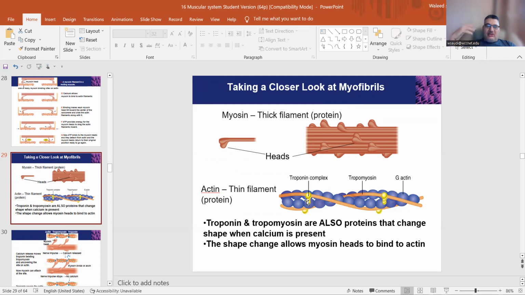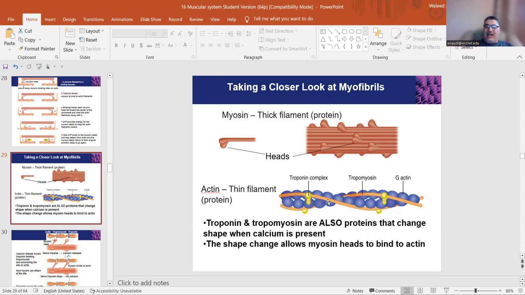However, if you ask yourself, if these heads of the thick are attaching to the thin and these slide, how can we relax them? Normally, if you're laying down like this, you're relaxing. Why are the heads not attaching? The head of the myosin is not attaching to the actin to initiate the contraction to slide.